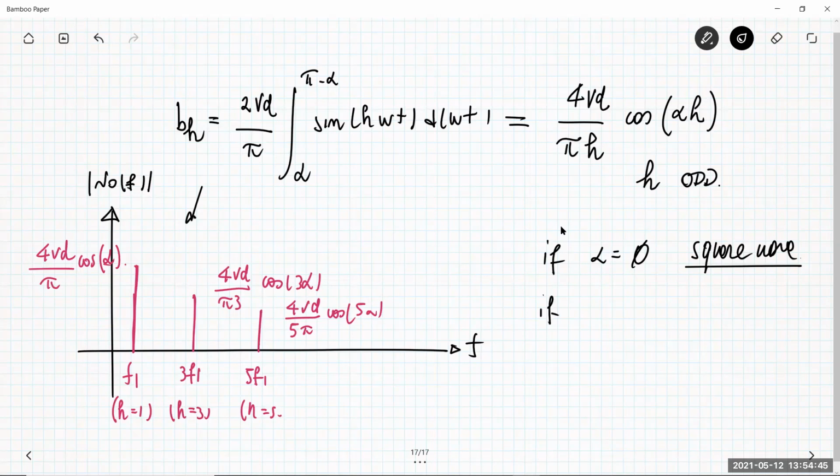If alpha is different from 0, then we have some interesting situations. For example, let's consider the case in which alpha is p divided by 6, so this is 30 degrees. What happens?